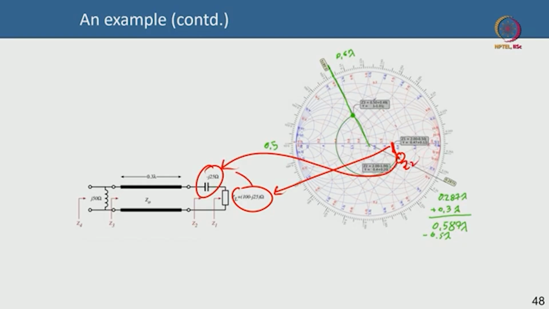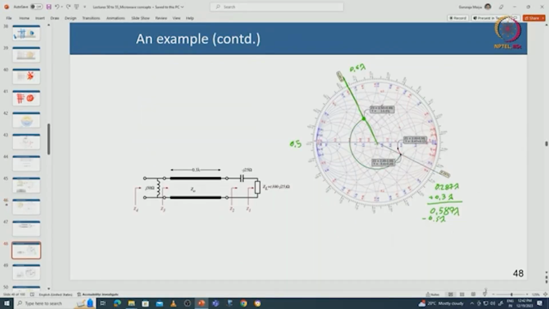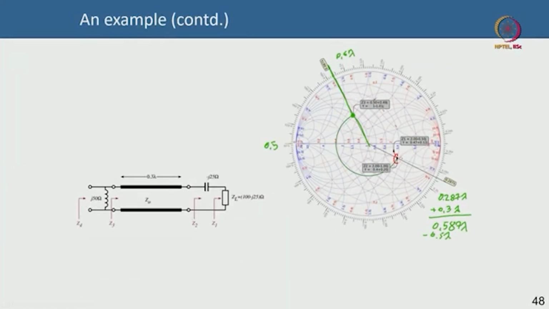Why? Because this plus this is nothing but 100 minus j 50. Can you see that? So, this is basically 2 minus j 1. So, both of these together are actually 2 minus j 1. So, 2 is this, minus 1 is this. So, this point, can you see this? Now, maybe I will remove the annotation. Okay. So, this point is this Z2.